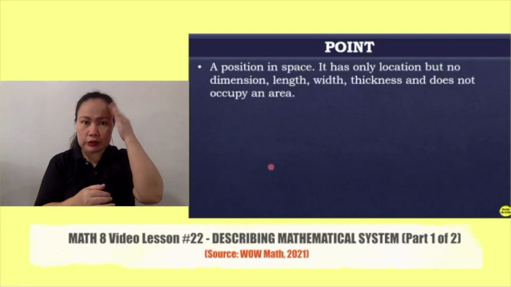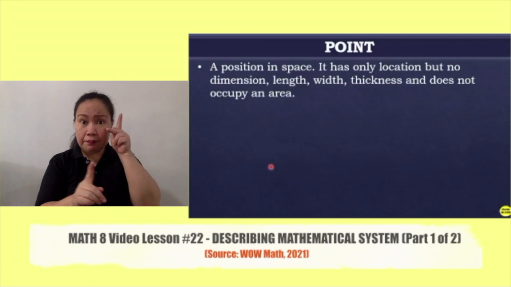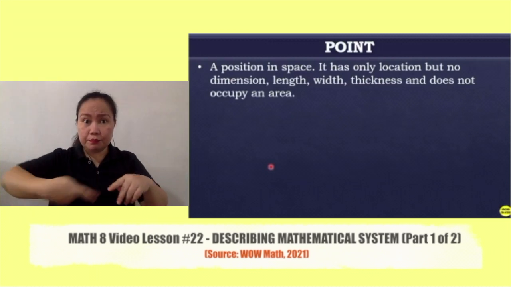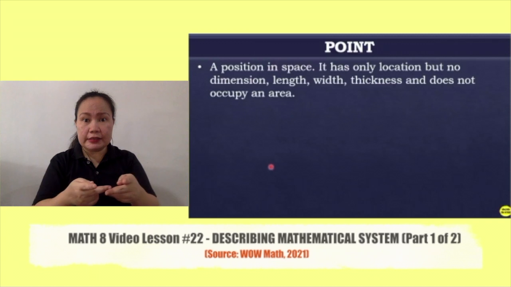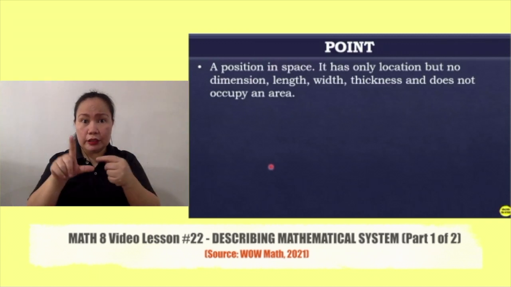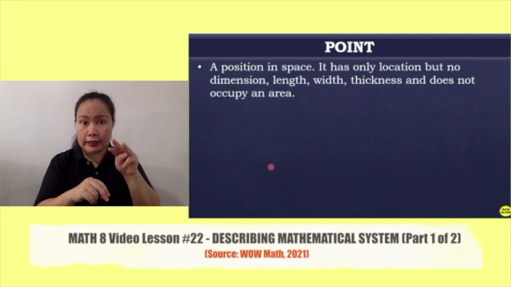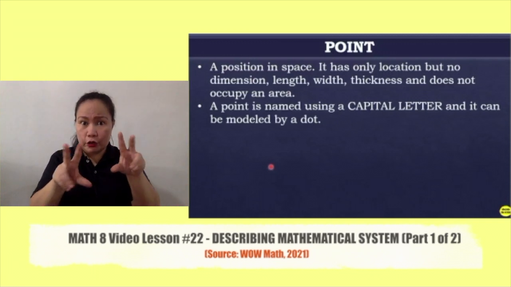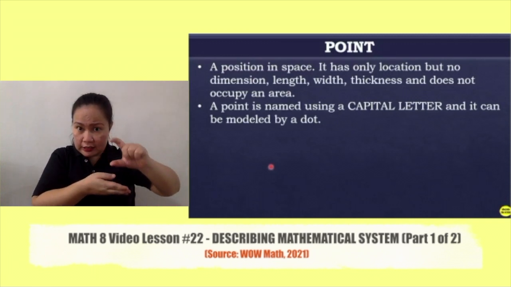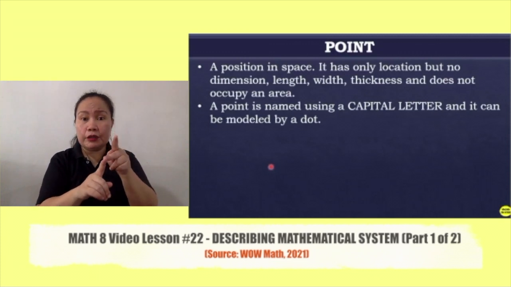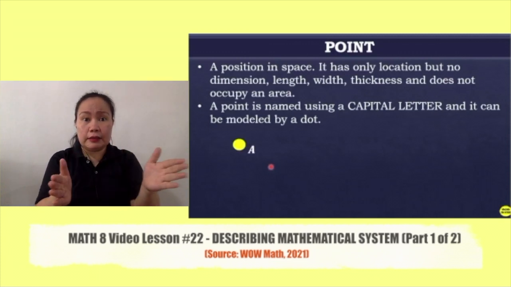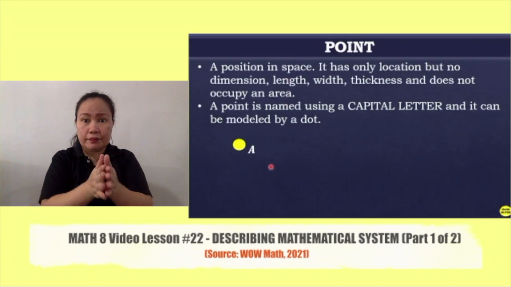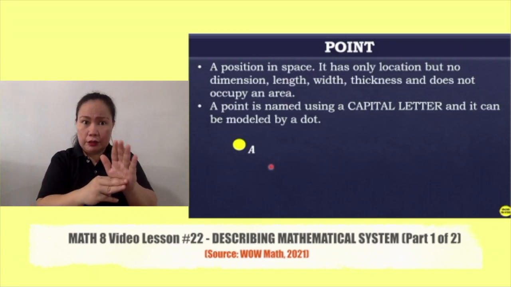Okay? So, let's start. A point is a position in space. It has only location but no dimension, length, width, thickness, and does not occupy an area. So, a point, it has only location pero wala siyang dimension. Yun ang tatandaan. Wala siyang sukat. Okay? A point is named using a capital letter and it can be modeled by a dot. So, a dot is the best representation of a point.